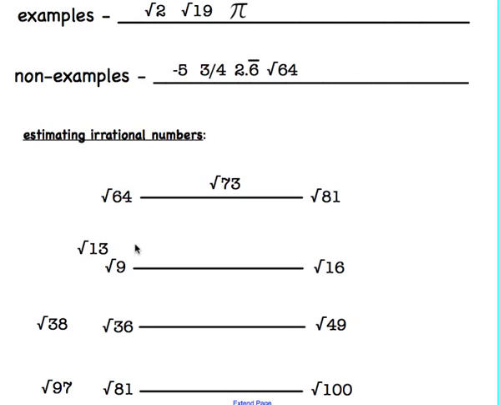So since it's just over halfway between 8 and 9, it'll be 8.6. The square root of 13 is between the square root of 9 and the square root of 16. It's 4 away from the square root of 9, 3 away from the square root of 16, so it's just over half. So it's just over halfway between 3 and 4, so it's about 3.6.